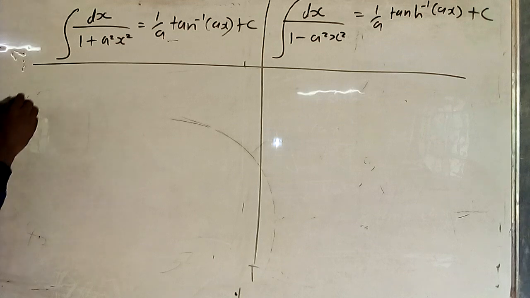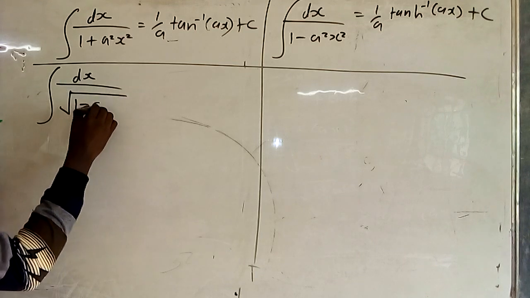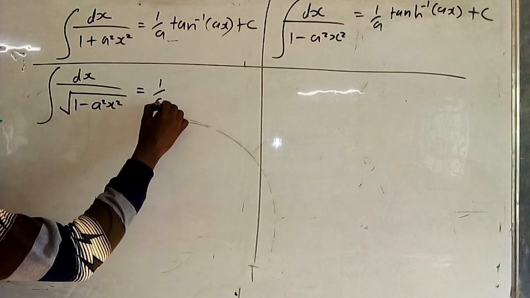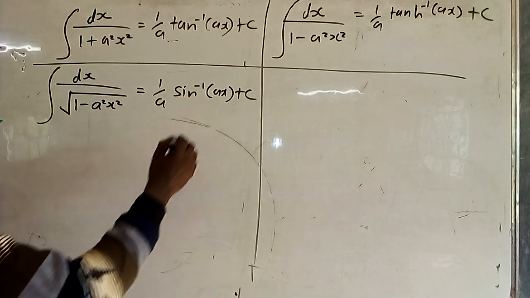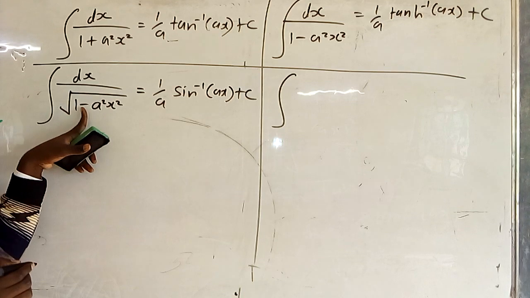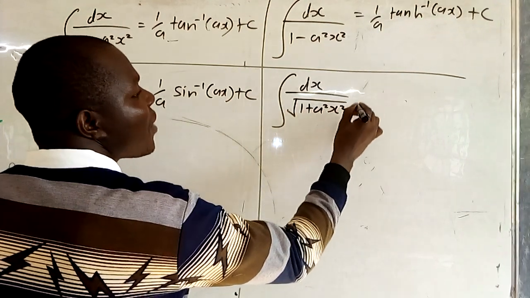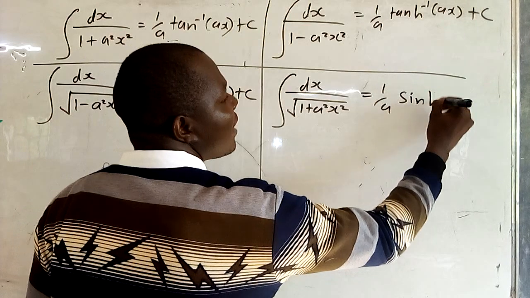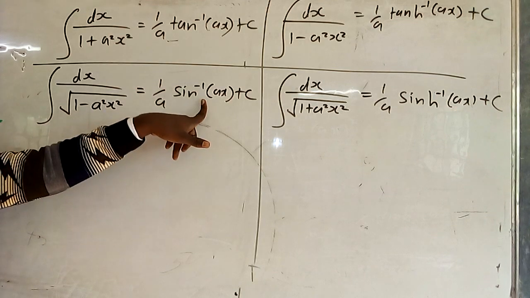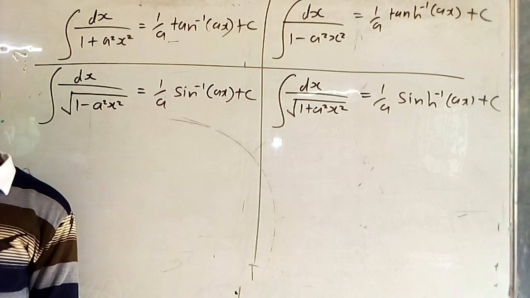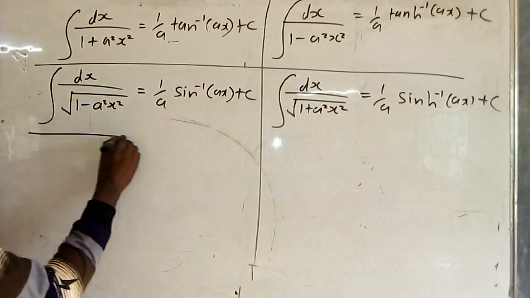I have the next one. When you have the integral of dx over square root of 1 minus a squared x squared, you are supposed to get 1 over a sine inverse of ax plus c. When the sign between them is positive, it is the same inverse. So dx over square root of 1 plus a squared x squared gives 1 over a sine inverse of ax plus c. These are standard integrals. You need to master them.